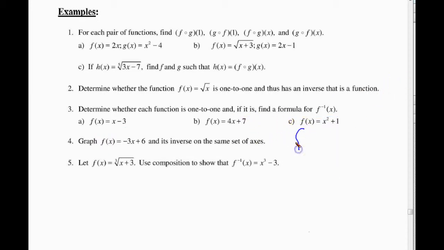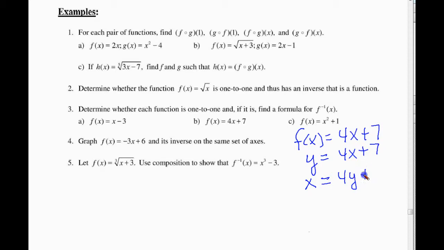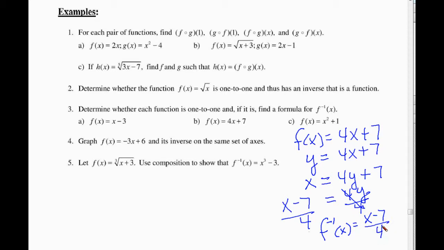Okay, let's do this one correctly here. F of x equals 4x plus 7. We change this to y. We exchange the x and the y. The x goes there. The y goes there. We solve for y, and we divide everything by 4. Then we convert this back to inverse function notation, and we get x minus 7 over 4.